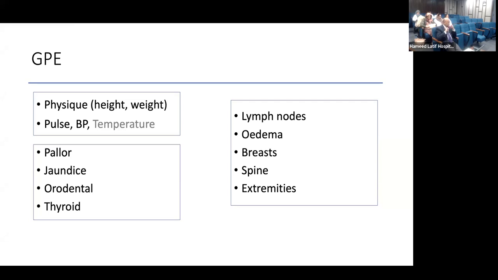But then after general physical, better would be that if you have the facility to measure the height, you would give the height in so many centimeters or 5 feet and inches, and weight in either pounds or kilograms. Then general pallor, jaundice, orodental, thyroid, accessible lymph nodes, edema, breast, spine, extremities. So these are the points about which you will make a mention.